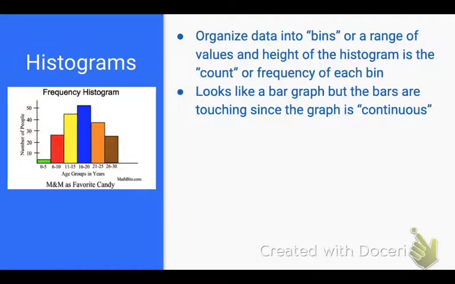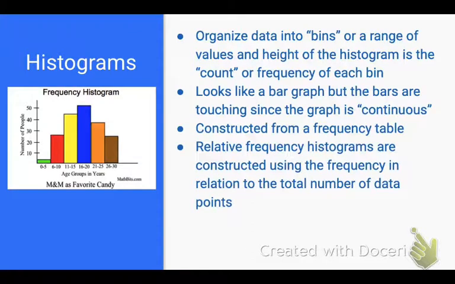It does look like a bar graph, but in a histogram the bars should be touching, whereas in a bar graph typically they are separated from each other because, again, they're showing a different type of data. Histograms are considered to be continuous, so they're constructed from a frequency table, so all of the data is related, and we show that on the graph.